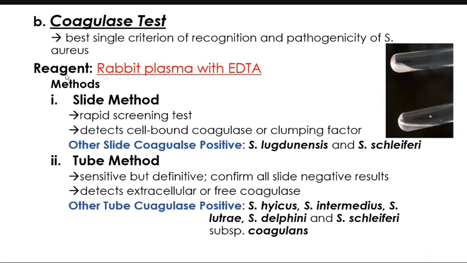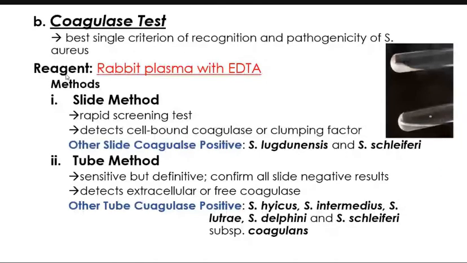You have your slide method and you have your tube method. So that slide is a rapid screening test. It detects cell-bound coagulase or the clumping factor. So, other slide coagulase positive also could be. It's nice to know. Kasi sabi ko nga kanina, di ba, we're just getting into the medically important Staphylococcus. But of course, hindi naman natin pwedeng hindi alamin kung anong pwedeng alamin sa mga ibang staph species. Other slide coagulase positive, sabi natin, if Staph aureus is coagulase positive, S. lugdunensis and S. schleiferi are also coagulase positive.